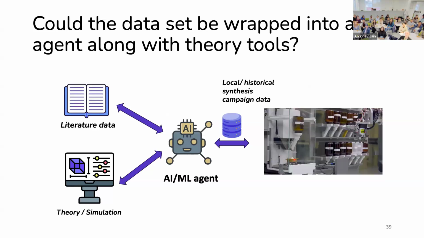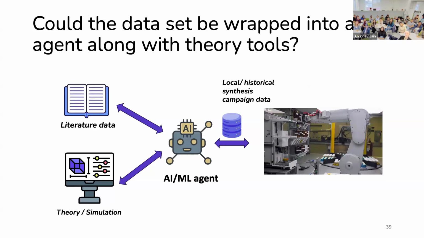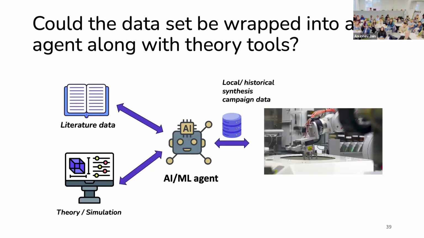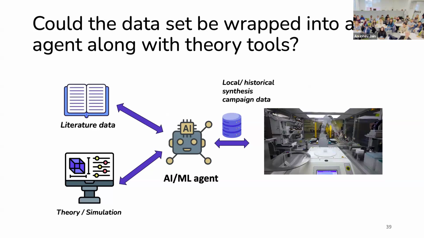It has access to all the literature data. It has access to theory simulation tools, maybe to map out these thermodynamic landscapes. And it can be connected to autonomous robots. You can imagine some kind of MCP with this AI/ML agent to the literature data. You can chat with it, ask questions, see what are the ways that things have been made before, and then use that to control the robot. So that's one of the things we're working with Theta Group on in the future.